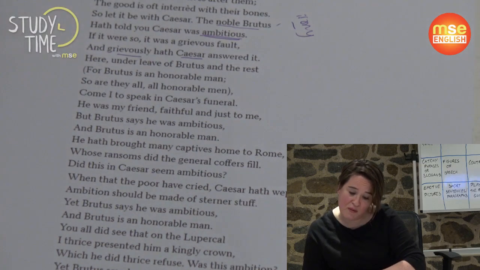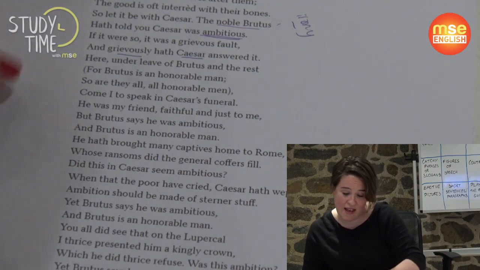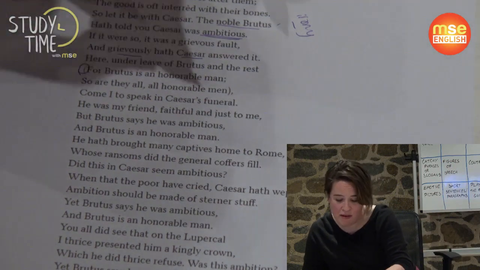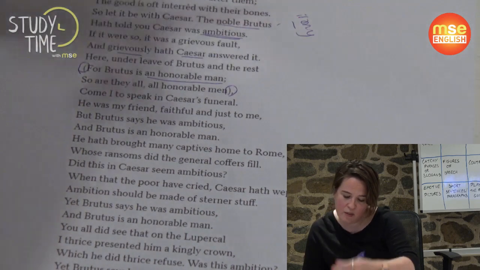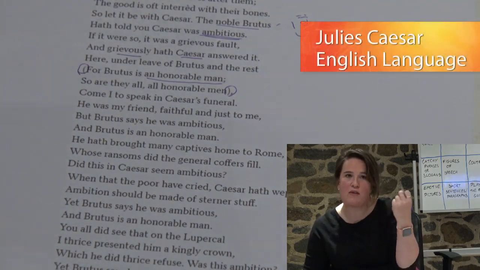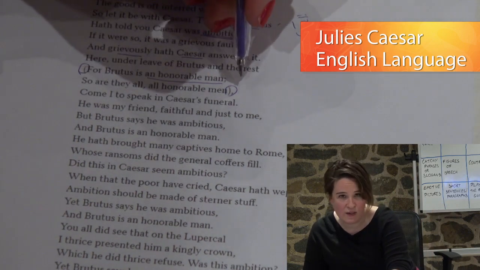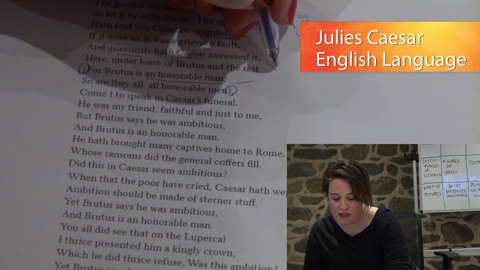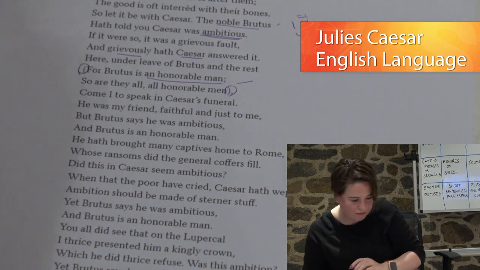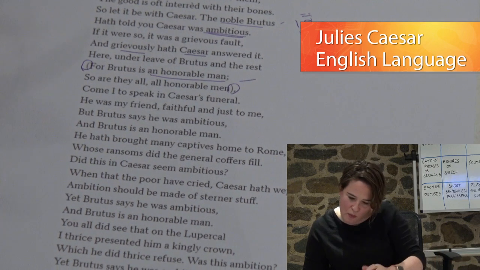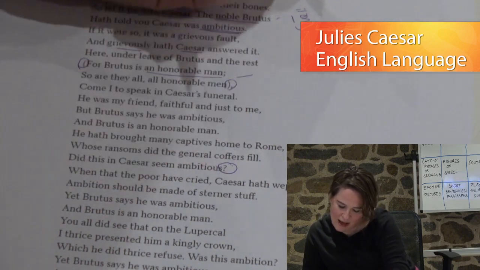Here under leave of Brutus and the rest. So in other words, Brutus and his mates have basically killed him. And then we've got here, in parenthesis, so brackets, Brutus is an honourable man. Once again, we've got this refrain, this repetition. He's an honourable man. But actually, let's face it, Mark Antony is using it ironically. He's basically implying he's not honourable. We think about here as well, we've got some rhetorical questions. Did this in Caesar seem ambitious?